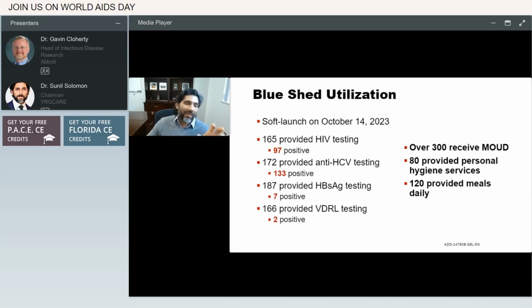So I think we recognize that there's a lot more that needs to go into this shed. And it really is a true partnership between Abbott, YRG Care, the Delhi State AIDS Control Society, and multiple community-based organizations, all of whom had input. For example, the harm reduction services come from the Delhi State AIDS Control Society. The hours and the location were all provided by the communities. By getting buy-in from these multiple stakeholders, you can actually establish such models.